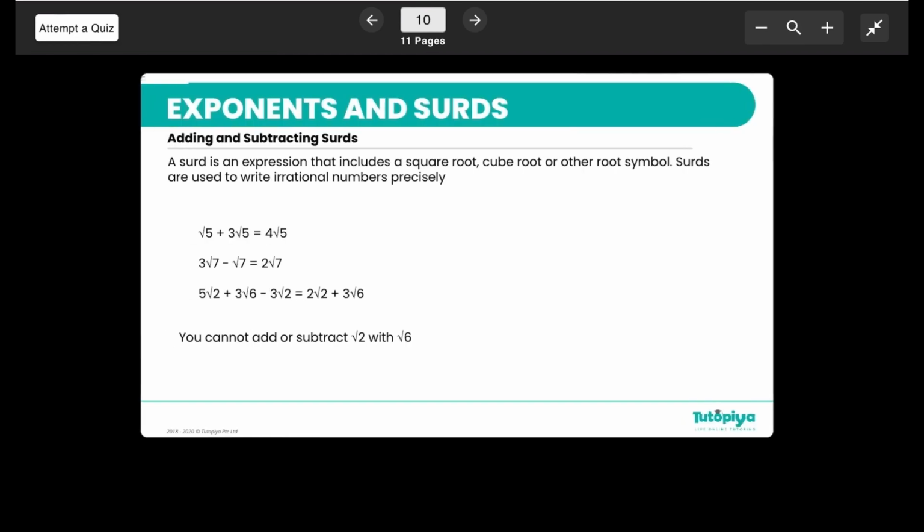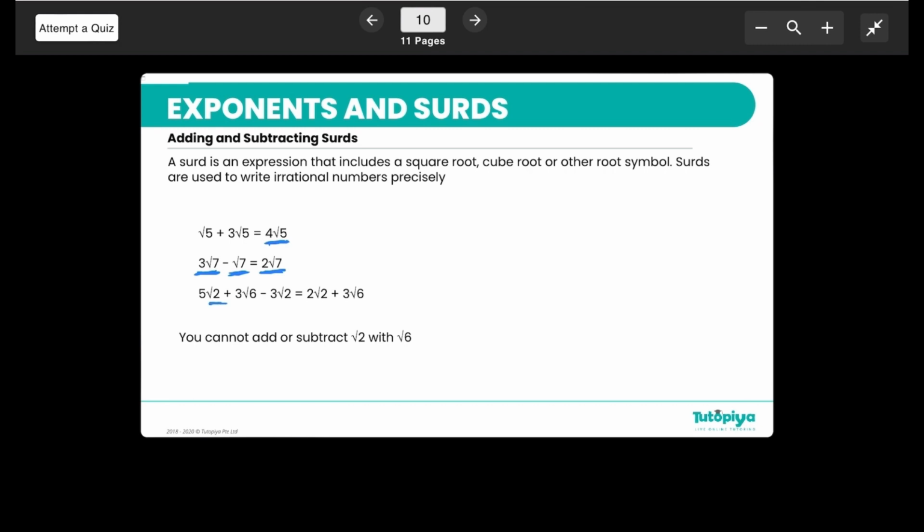Finally, adding and subtracting surds is a bit like adding and subtracting terms in algebraic expressions. So when you have two surds which are the same, you can add them together. So if I have 1 root 5 and 3 root 5, I can add those together to make 4 root 5. Similarly, 3 root 7 take away root 7 can be subtracted to give 2 root 7.